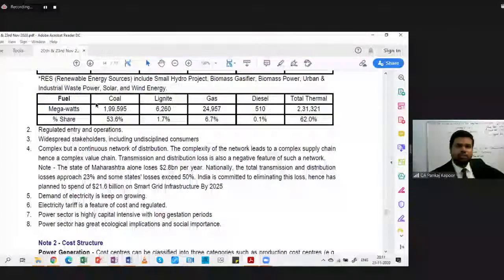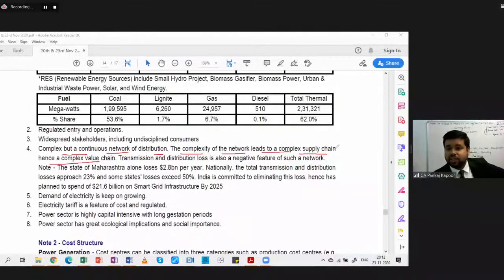Now moving back to our discussion. The complex but continuous network of distribution, the complexity of the network, leads to a complex supply chain, hence a complex value chain. Because the supply chain is very complex, a layman generally doesn't know how the transmitter works, whether it's an up transmitter or a down transmitter. So these are technical things, hence the value chain is also technical or complex in the case of a power company.